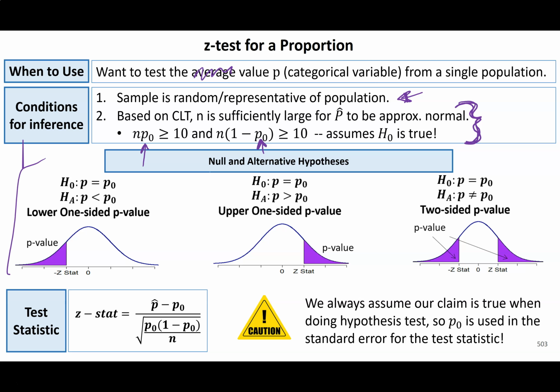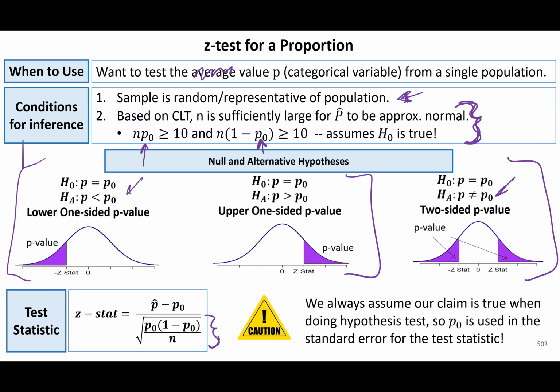And then setting up the hypotheses, they're going to be very, very similar. You can have less than, greater than, not equal to. And we're going to be calculating a z-test statistic. So the top is going to be what you observed in your sample, P hat, minus P naught, so minus what's claimed. So what you actually observed minus what's claimed.